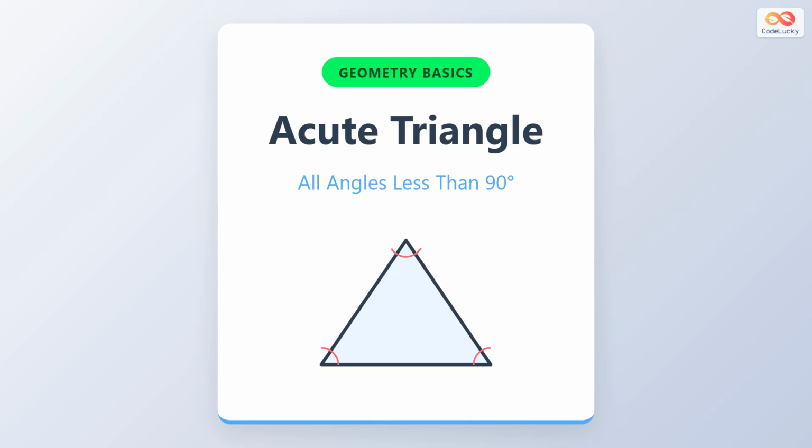Today, we are going to explore a specific type of shape called the acute triangle. You might have seen these pointy shapes before, but today we will define exactly what makes them special.